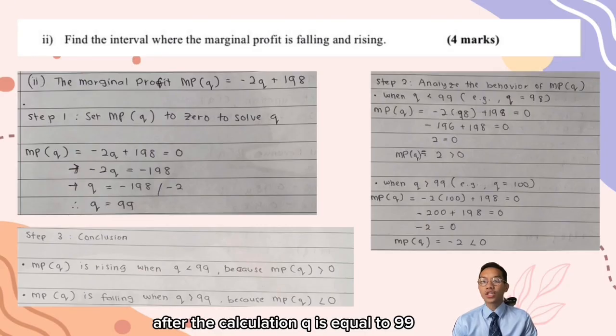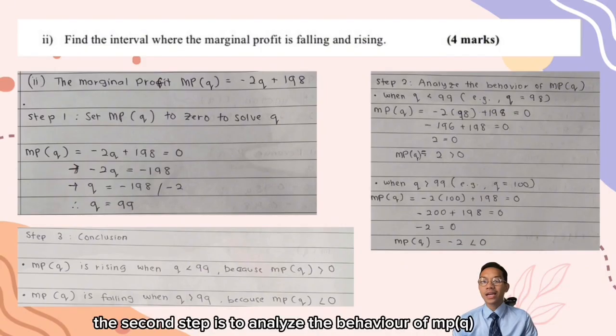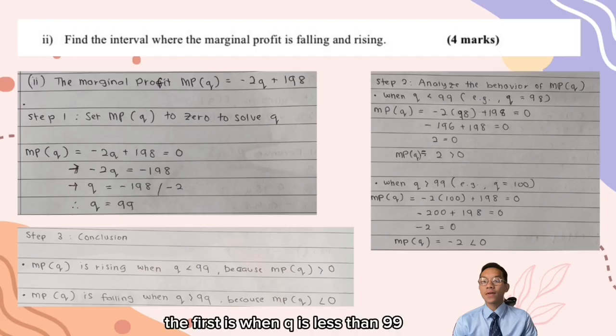After the calculation, Q is equal to 99. The second step is to analyze the behavior of MPQ, given two situations. The first is when Q is less than 99, for example, Q equals 98. Enter Q in the function MPQ: the negative 2 in bracket 98 plus 198 equals 2. This shows the MPQ, which is 2, is greater than 0.